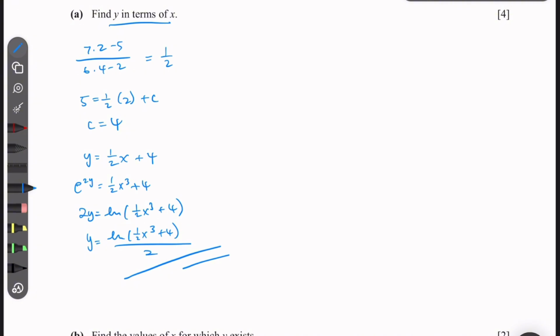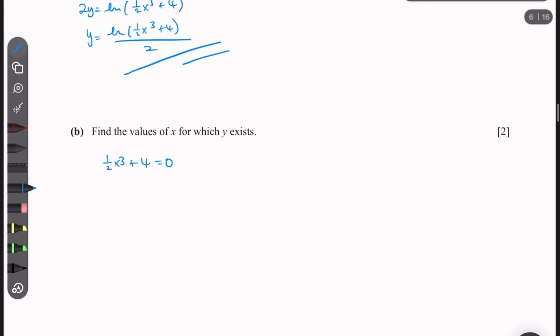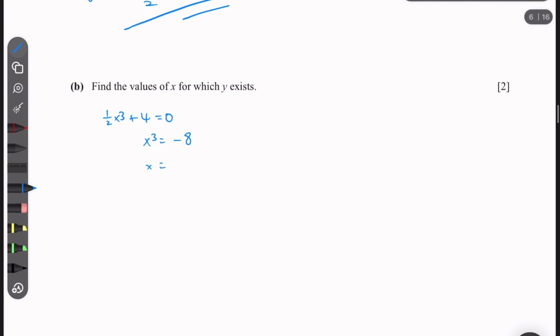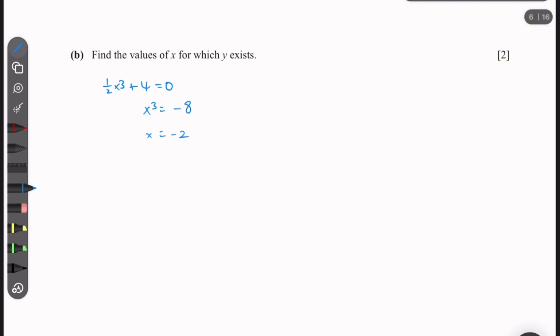Part B, find the values of x for which y exists. Okay, so for y to exist, we have to make sure that the value inside ln is not negative, and it has to be larger than 0. So you can write this equation, and then once you rearrange, x cubed will equal minus 8 and x will equal minus 2. And then the answer must be x is larger than minus 2, because anything smaller than minus 2 or minus 2 itself will not give a real result.